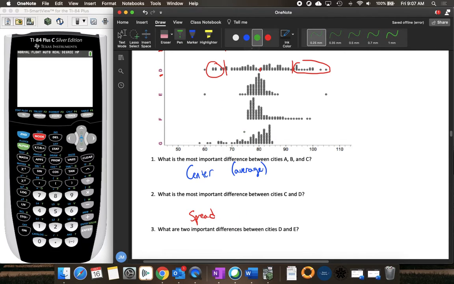The third one, what is the important difference between cities D and E? So now we're looking at this city right here and this city right here, and once again, the centers are about the same. Between D and E, they both have centers right around 80. And if you wanted to talk just about spread, technically, they're between the same values. If you look at those 2 points at the very ends, you're right around the same temperatures.